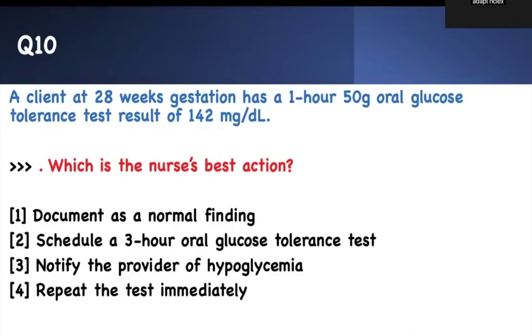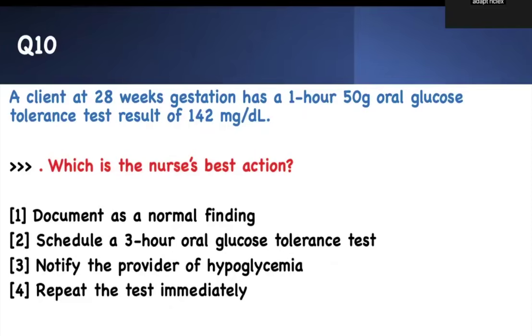Repeat the test immediately. The 1 hour 50-gram oral glucose test is a screening test. When you screen, it tells you whether the patient needs additional tests or they don't need any additional tests. 140 is your magic number. If you're less than 140, you're good. But if you're greater than 140, we have a problem. 142, we have a problem. Therefore, what do you want to do? We've got to do more tests.